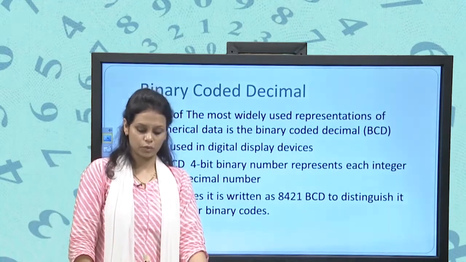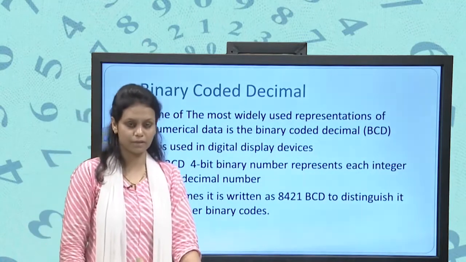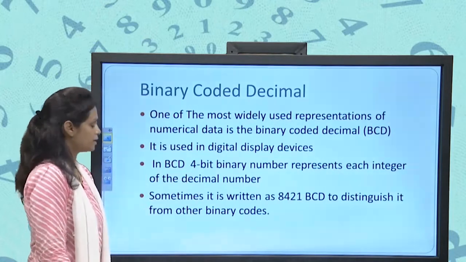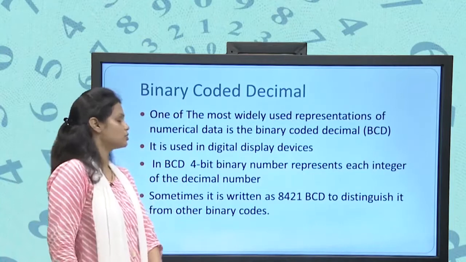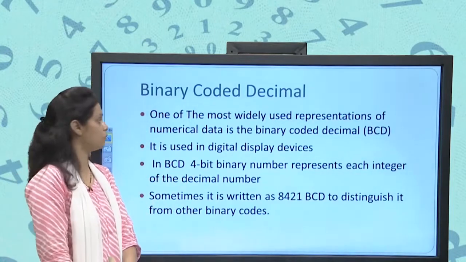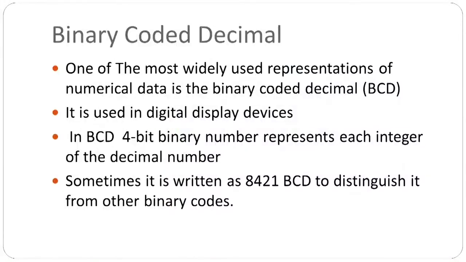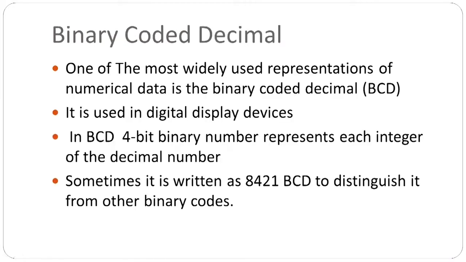Now in today's lecture we will start the next type of number, that is the binary coded decimal, right. Now see, what is the binary coded decimal and what is the use of the binary coded decimal? So we will start the binary coded decimal. Okay. One of the most widely used representations of numeric data is the binary coded decimal. Now where is it used? It is normally used in digital display devices.